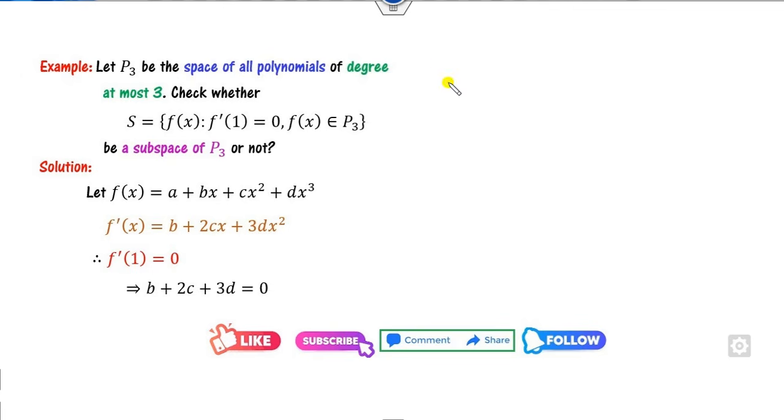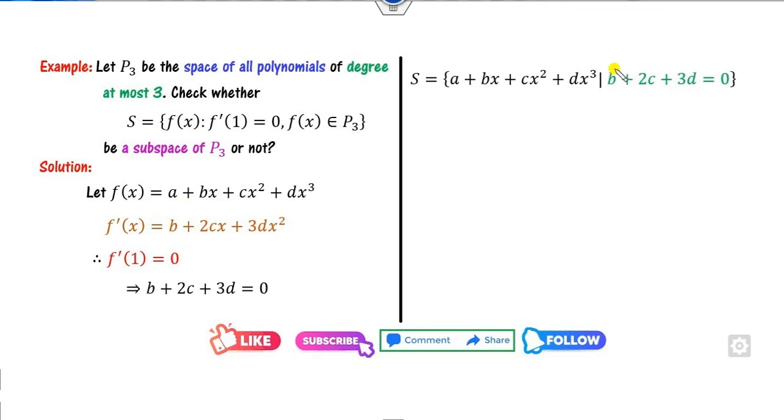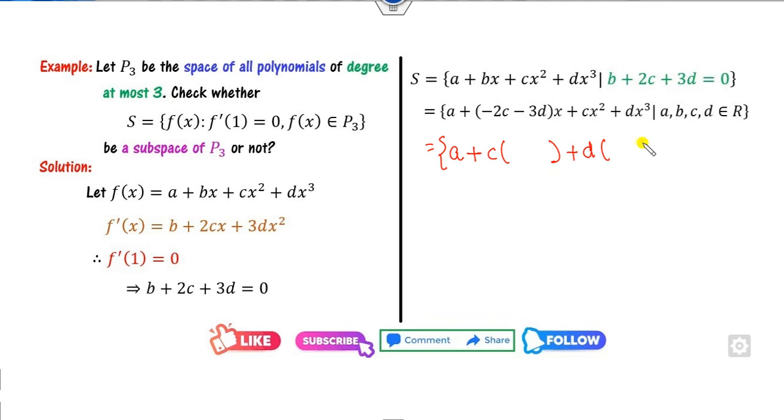I can substitute all these values in my given S. f(x), this number, f dash 1, this number. Fine. From this case, I can find the value of b as minus 2c minus d. I can substitute the value of b at this point. So that comes to be this number. The condition is that all those a, b, c, d are real numbers. Also, I can write the coefficient a, then the coefficient of c, and the coefficient of d, which comes to be this number. Fine. Now your target is to prove whether this S is a subspace or not.